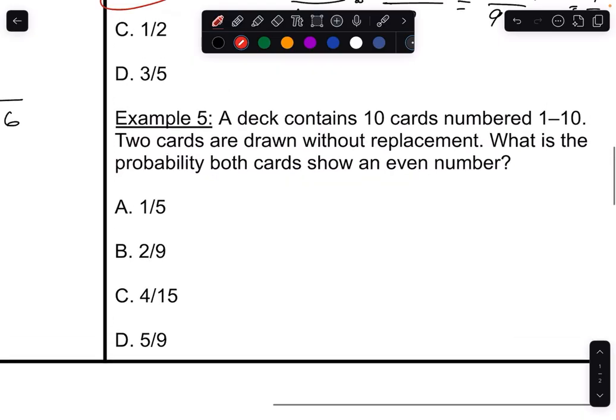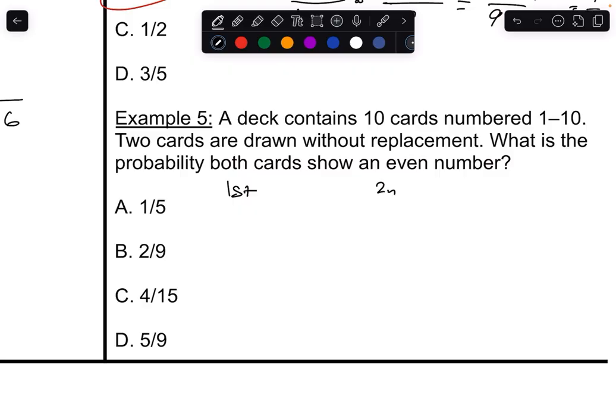If you haven't already, try number 5. Good question. Deck has 10 cards, numbers 1 through 10. 2 cards are drawn without replacement. What's the probability both cards show an even number? Okay, so first draw and second draw.